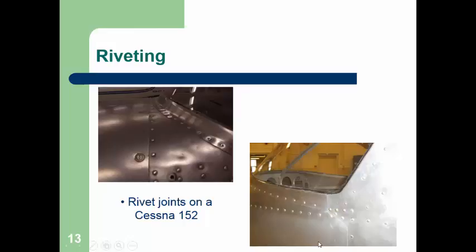So these are rivet joints on a Cessna 152, which I thought was interesting. This happens to be a fuselage that's at the Purdue School of Aviation Technology in West Lafayette, Indiana, and they have the paint stripped off of the fuselage so that you can see the structure there.